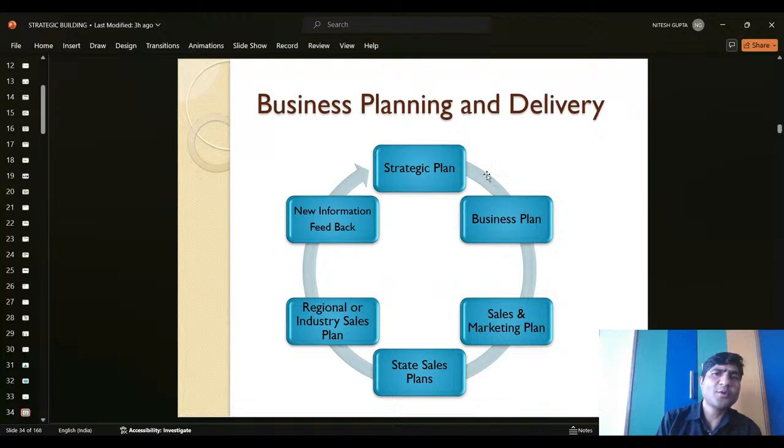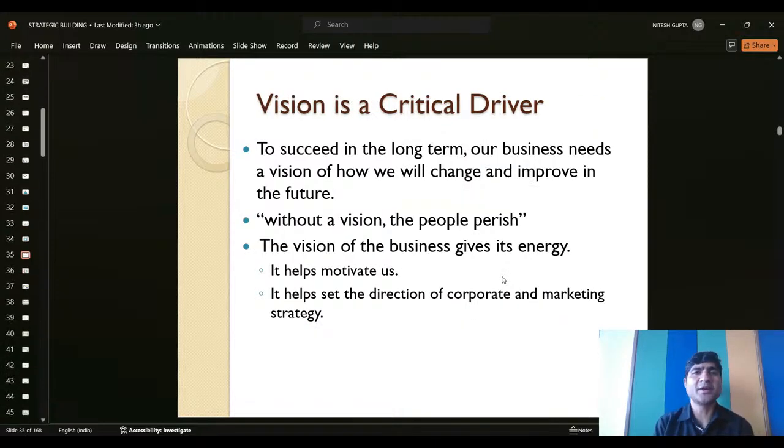Now, when you talk about business planning and delivery, the strategic plan should support the business plan, and the business plan should be supported with the sales and marketing plan, and eventually it should be supported with the state sales plan, regional or industry plan, and new information feedback, and thereby this loop continues.